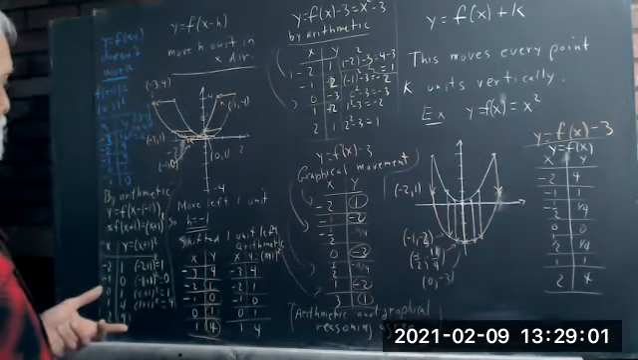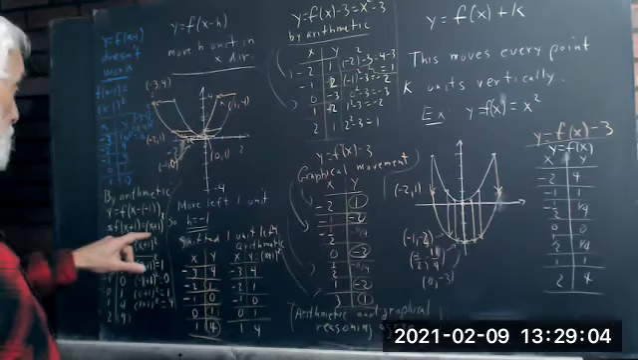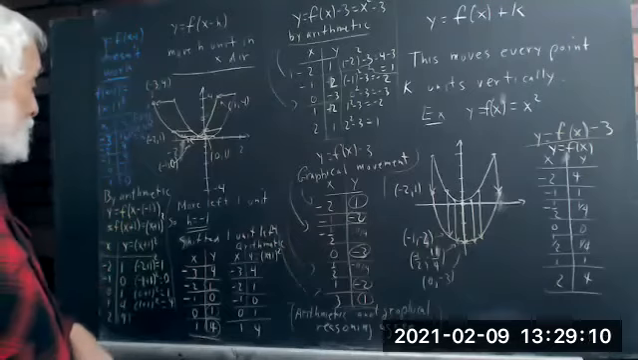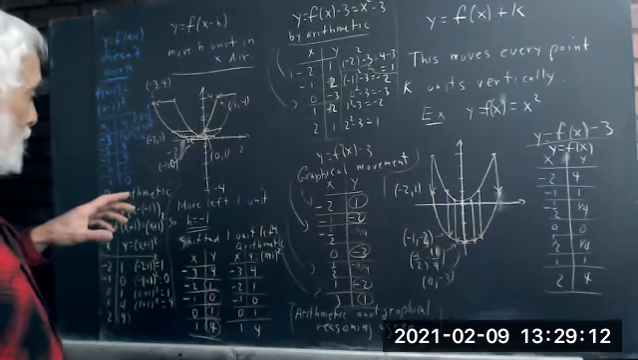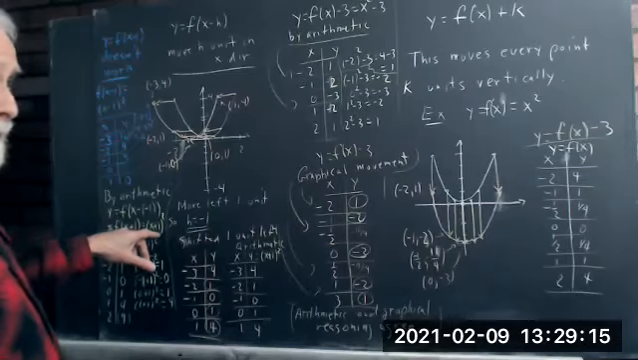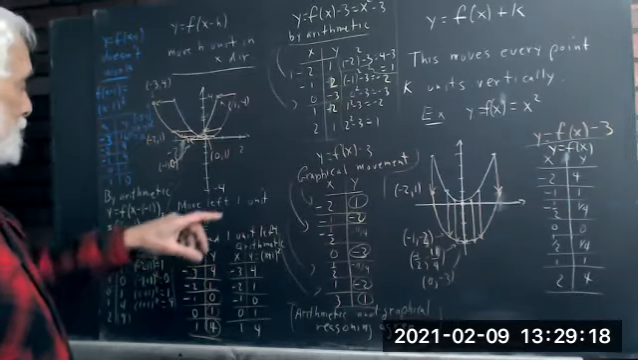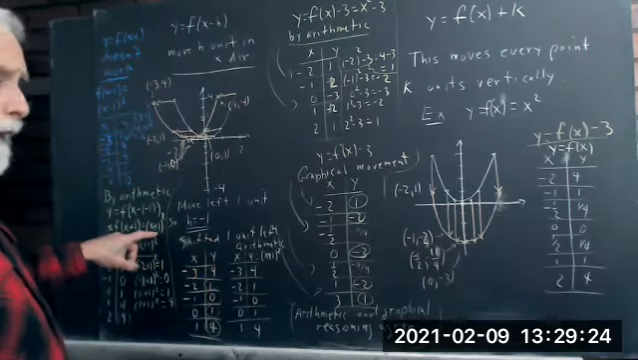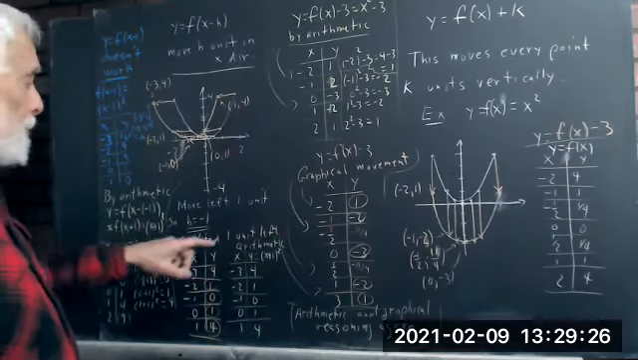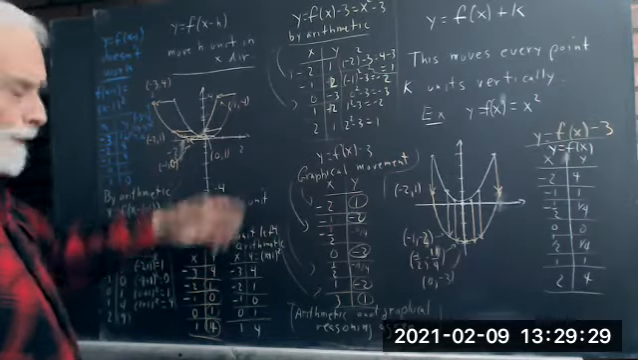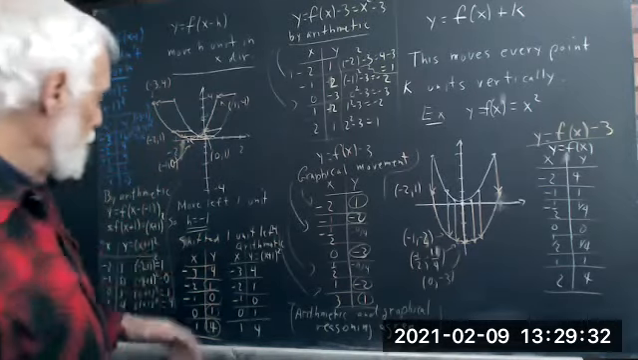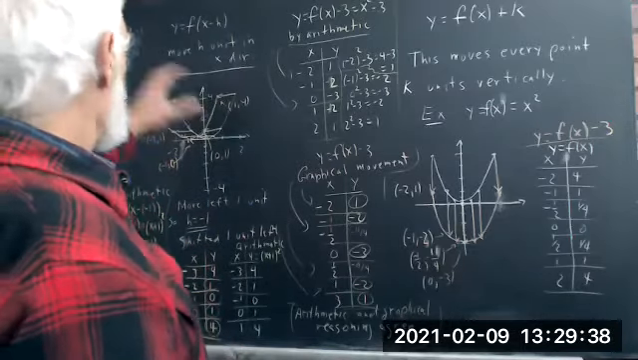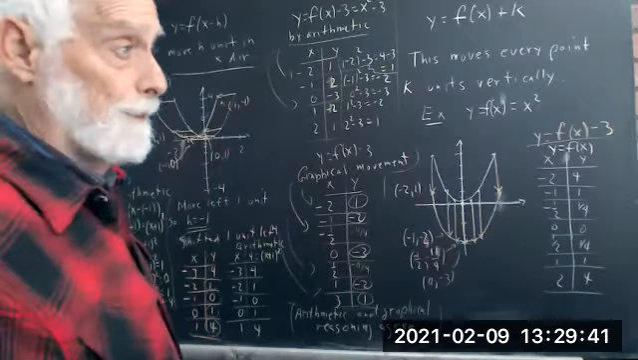To get the same number out of f of x plus 1, x has to be 1 less. In other words, to get the number you get by squaring x plus 1, the number you square has to be 1 less than the number you square to just get x squared, okay? And I still didn't say that very well, but that's the way it goes. Okay, so that's this transformation.